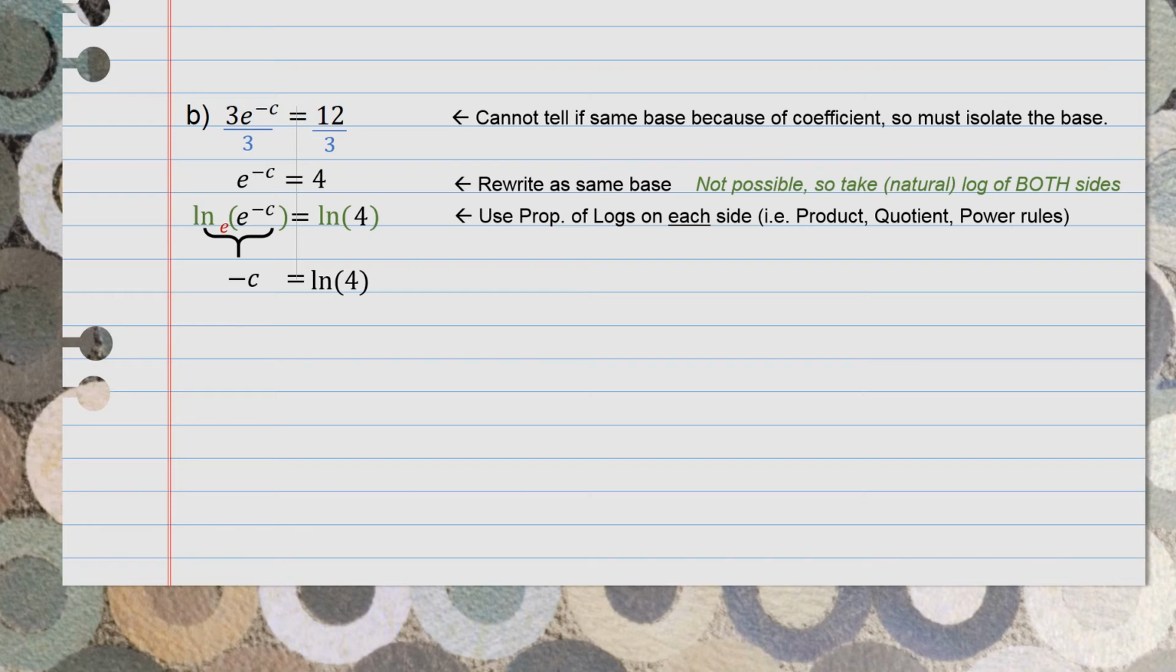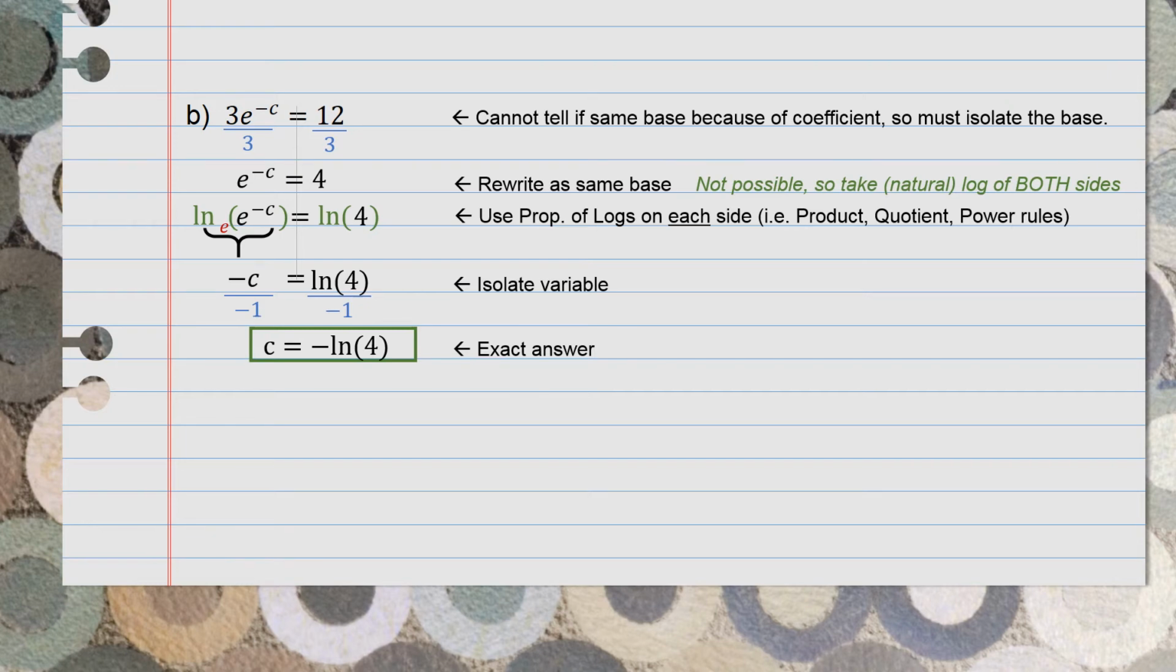Now our ultimate goal is to solve for c. Unfortunately, we don't have c, we have negative c. So we need to isolate the variable. In order to do so, we need to divide the left side and the right side by negative 1. When we do that, we are left with c equals negative natural log of 4. This is going to be our exact answer.